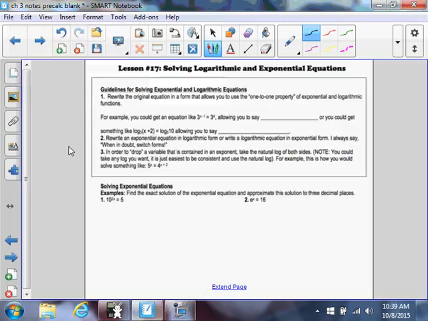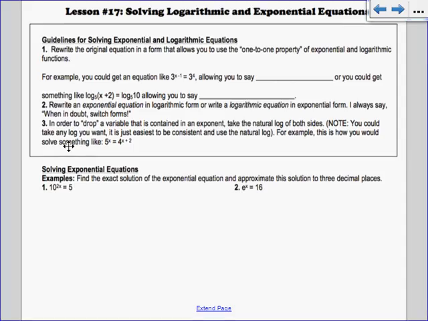All right, so section 17 is on solving logarithmic and exponential equations. This is something that should be mostly reviewed for you guys. We did this in Algebra 2. As we do a couple of these, you'll be like, oh yeah, I remember how to do this. There are different guidelines for solving exponential and logarithmic equations.